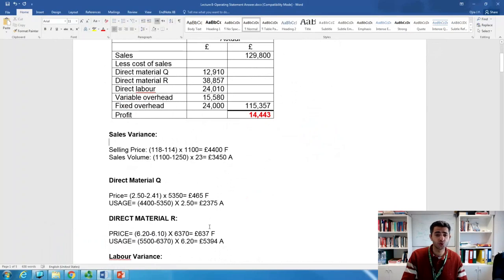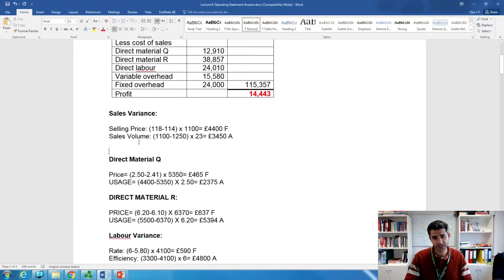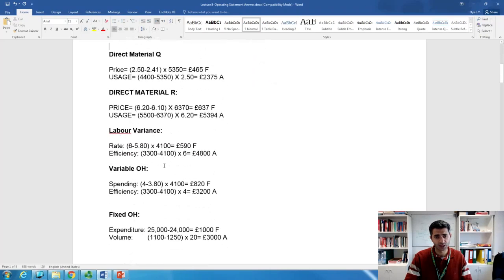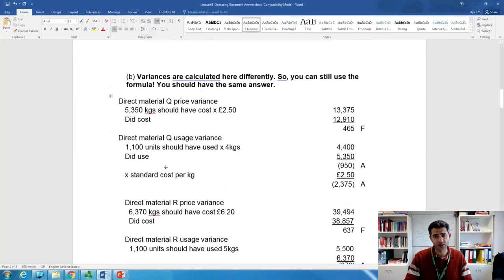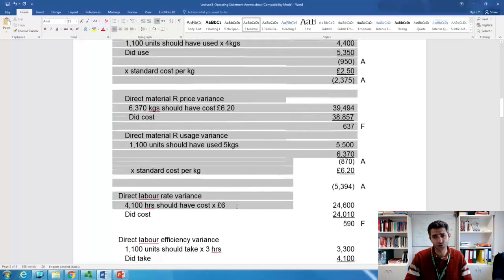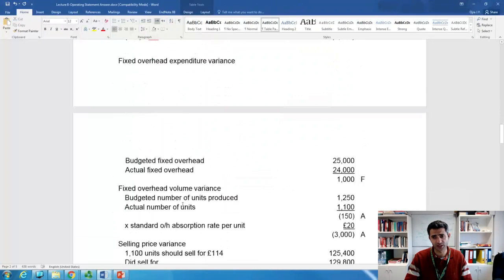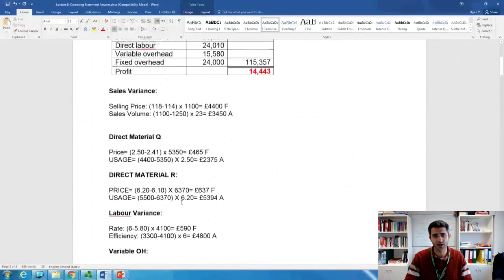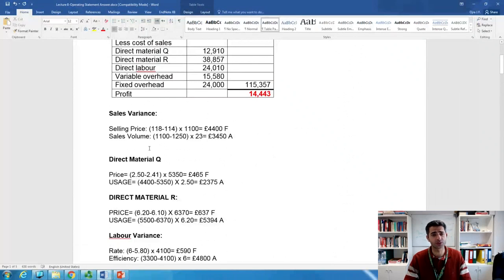There are two ways to do the variances. It could be through the formulas here, as I taught you, or another way to do it. It's up to you which way. Both of them are available. I'm covering the formulas. So, starting with the sales variances, sales variances are divided into the selling price variance and the sales volume variance. Okay?